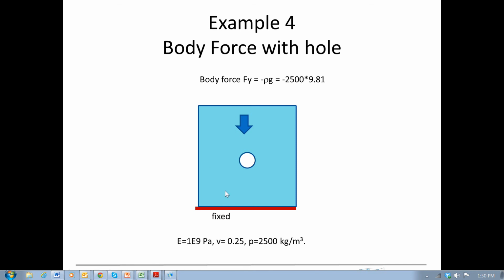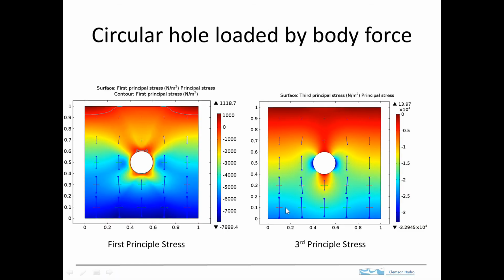Rock will definitely always be loaded by gravity, and that'll be a significant factor in many cases. It may also be loaded by tectonic stresses, but it'll always be loaded by gravity. So in this case it's a large block of rock that's freestanding, I guess a block of rock without any constraints on the sides, and we put a tunnel through it. What would happen in that case? So let's take a look.